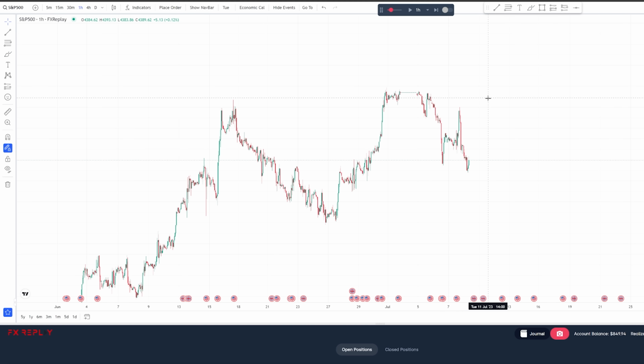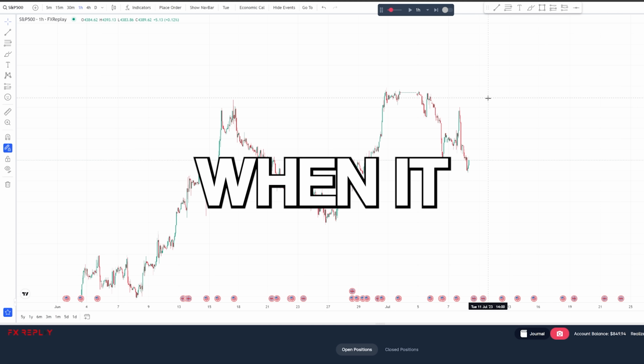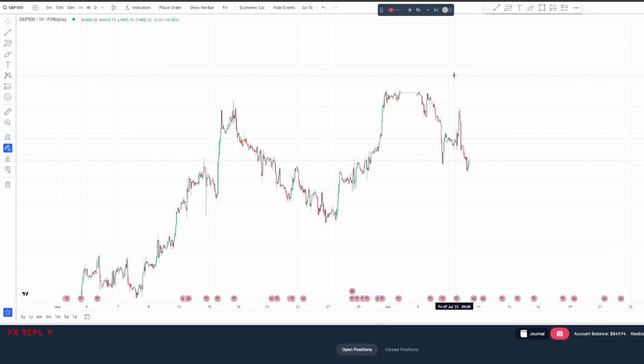All right, so this, like I said, is my favorite strategy of it all because I make the most money when it comes to this. So first and foremost, we need to understand the range.